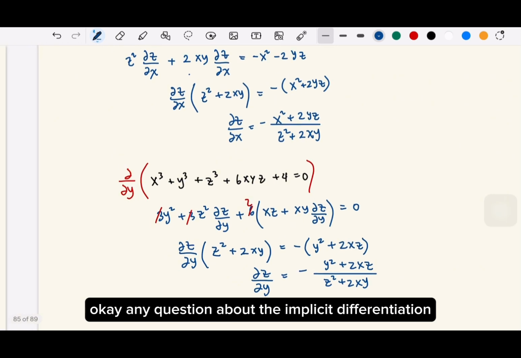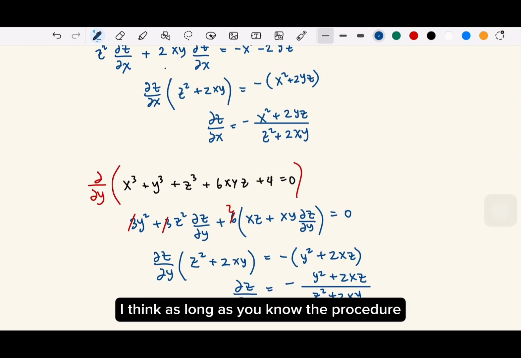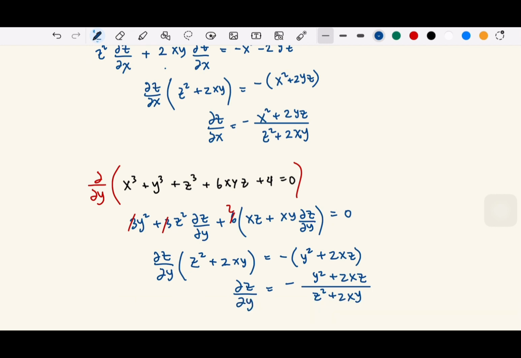Okay, any question about the implicit differentiation? I think as long as you know the procedure and the techniques, it's supposed to be okay.